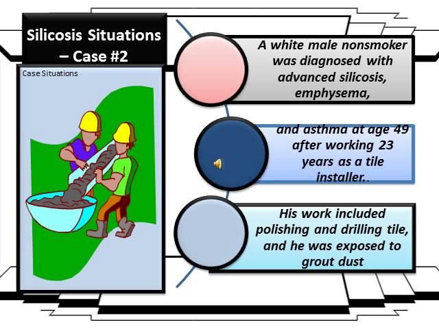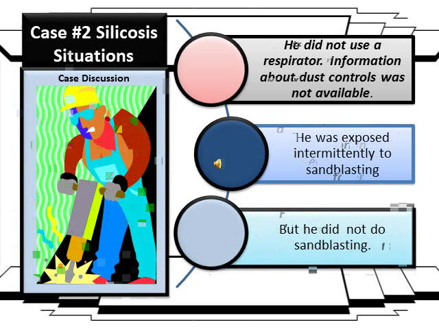Case number 2 is a white male non-smoker who was diagnosed with advanced silicosis, emphysema, and asthma at age 49 after working 23 years as a tile installer. His work included polishing and drilling tile where he was exposed to grout dust. He did not use a respirator. Information about dust controls at the time was not available. He was exposed intermittently to sandblasting, but he did not do any sandblasting.